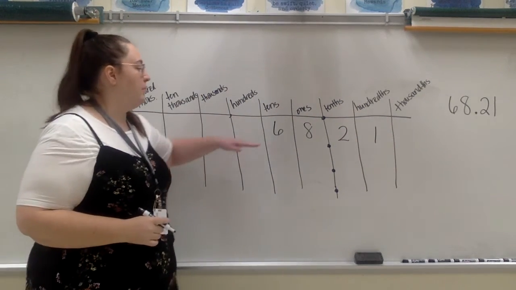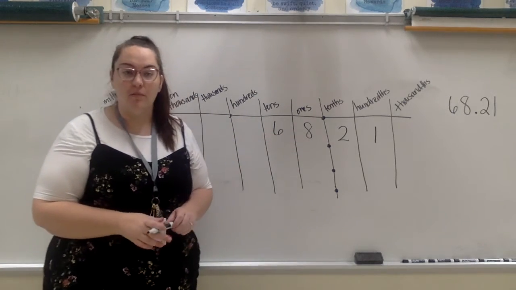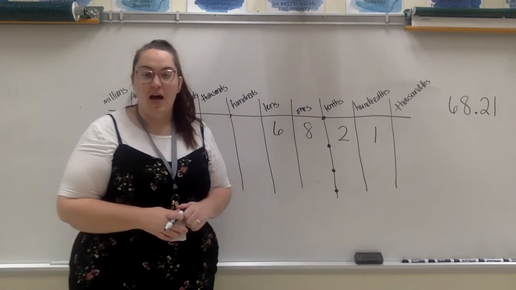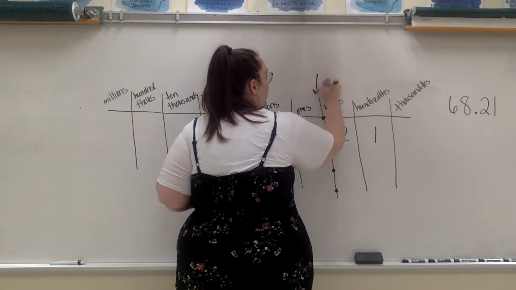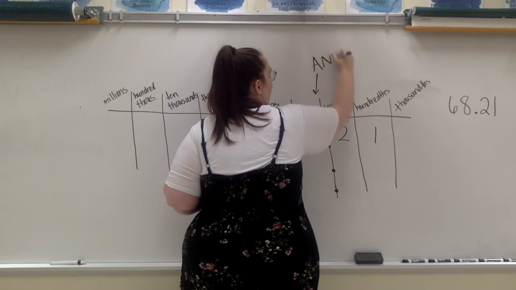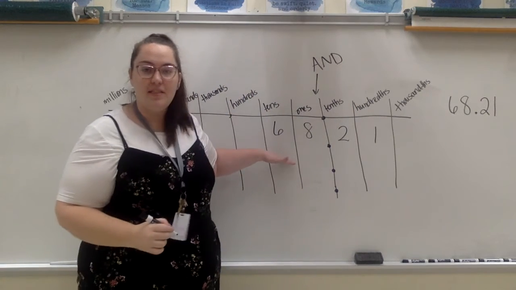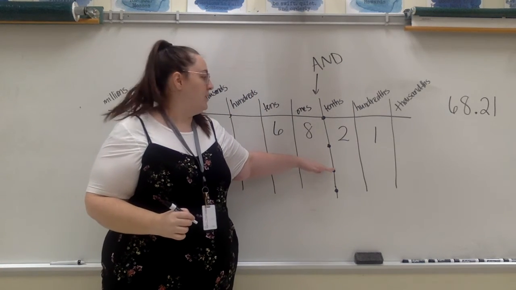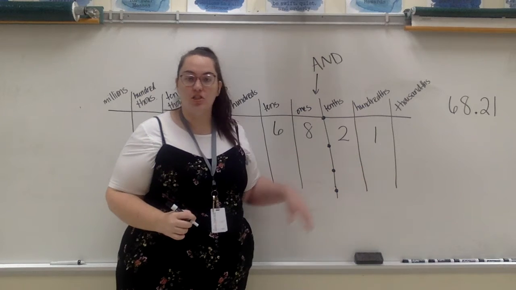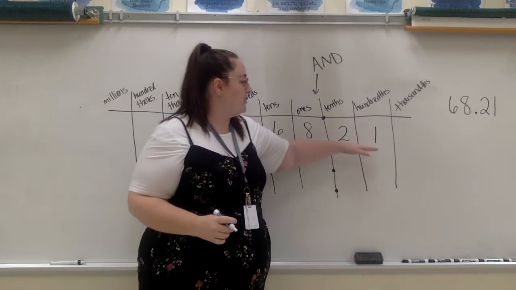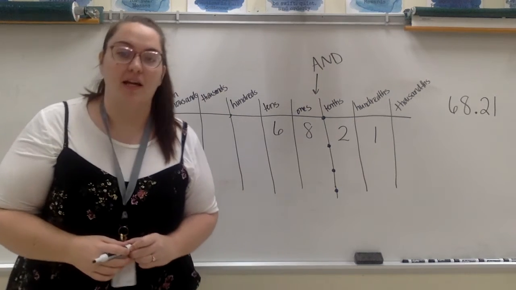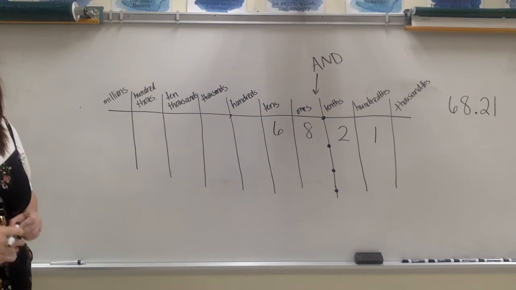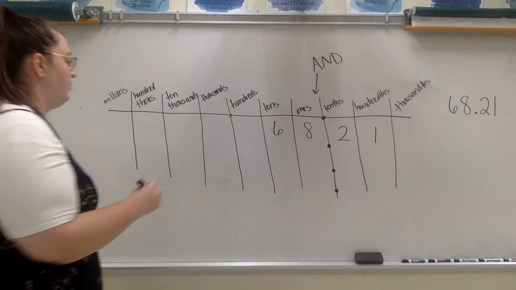So to read this number, before the decimal, we read it just like we're familiar with, 68. I know that number is 68. The decimal, when reading numbers, says and. So 68 and 21, I read it just like I would a regular number, 21, but then I have to give it its name on the end so I can differentiate it. It's 21 hundredths. So let's try that again with a bigger number.